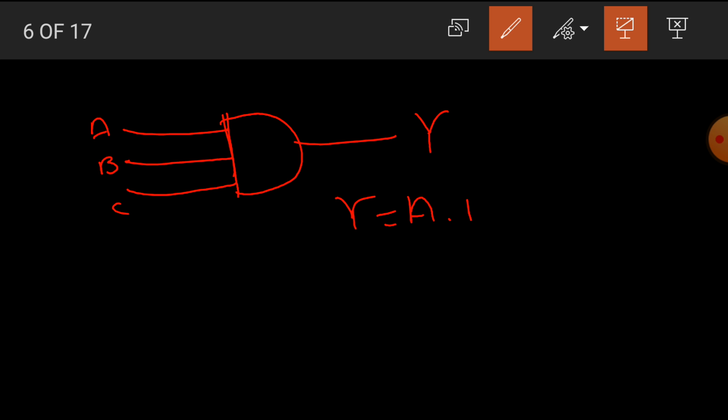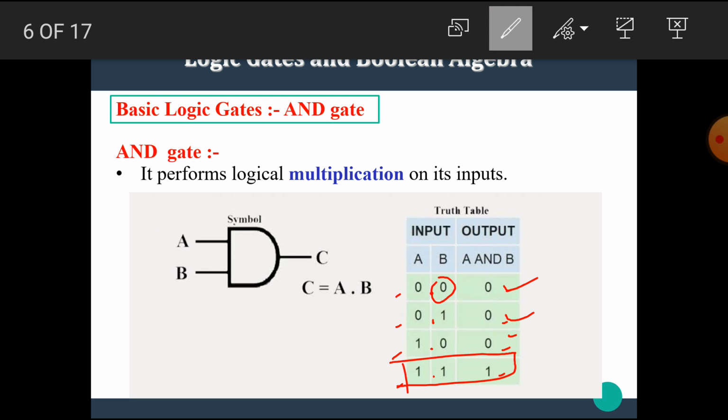Okay, here we can construct the three input AND gate. This is the symbol of the three input AND gate: inputs A, B, C, and it has a single output. Its equation is Y is equal to A into B into C, and we can construct its truth table, such as 0 into 0 into 0 has the value 0, 0 into 0 into 1 has the value 0, up to 1 into 1 into 1, which has the value 1. I hope you all understand the AND gate.